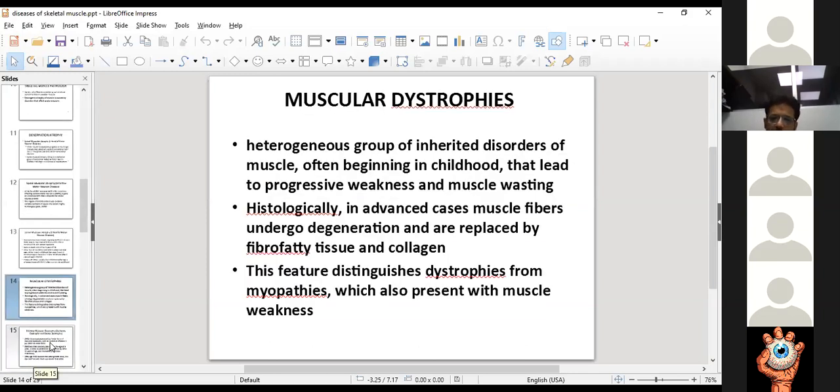Now, muscular dystrophies are a heterogeneous group of inherited disorders of muscles, often beginning in childhood, that lead to progressive weakness and muscle wasting. So, the typical presentation of the two more common dystrophies, Duchenne's and Becker's muscular dystrophy, is that because they're X-linked diseases, generally, almost always they present in males.